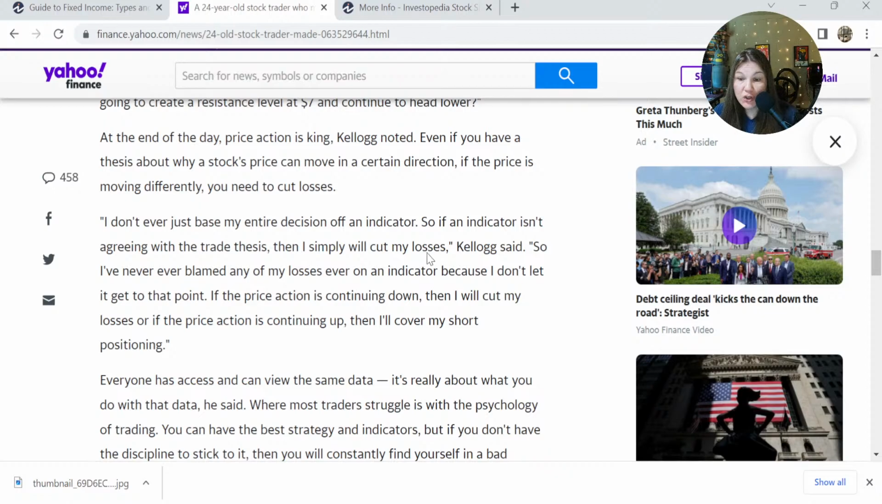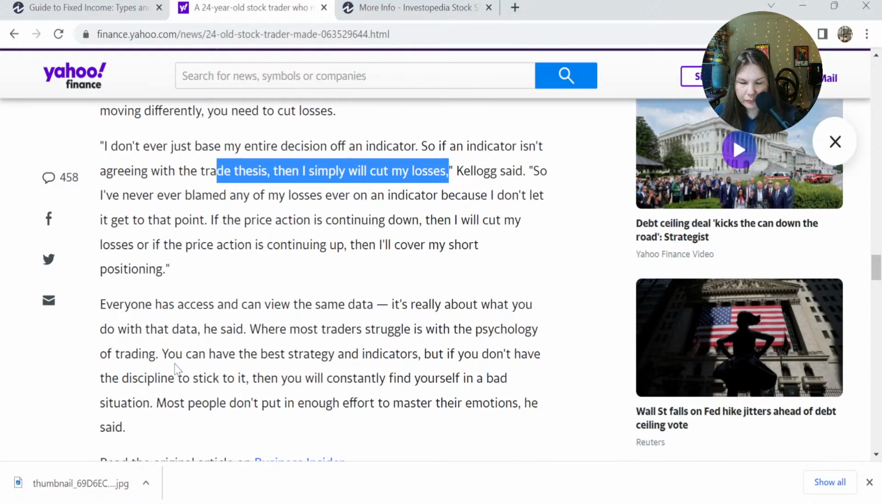So, and that's good, guys? Risk management. Cut your losses, risk management. "So I've never ever blamed any of my losses ever on an indicator because I don't let it get to that point. If the price action is continuing down, then I'll cut my losses. Or if the price action is continuing up, then I'll cover my short positioning."